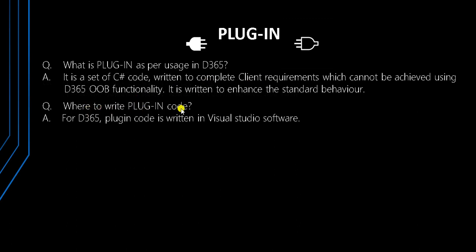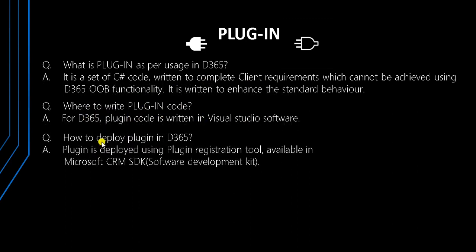Where to write the plugin code? For Dynamics 365, plugin code is written in Visual Studio software. How to deploy plugin in Dynamics 365? Plugin is deployed using plugin registration tool, which is available in Microsoft CRM SDK, Software Development Kit. So I'll let you know about SDK.